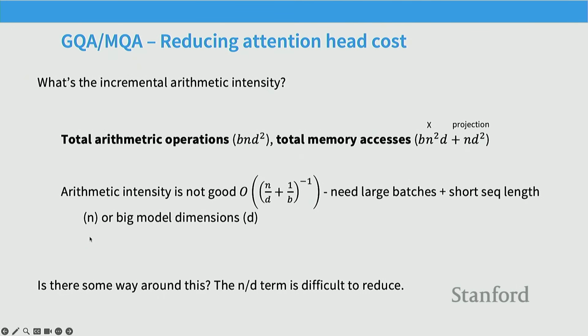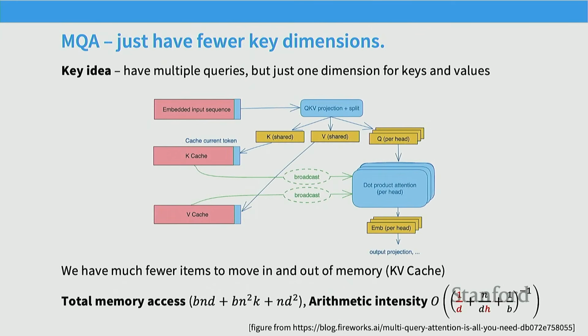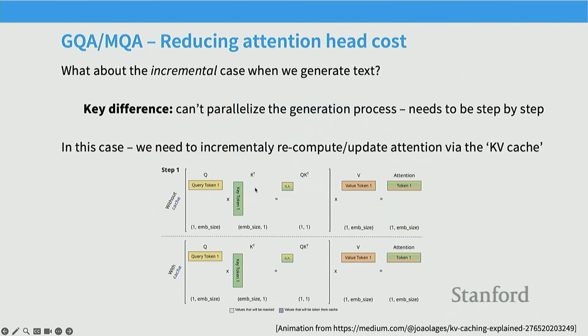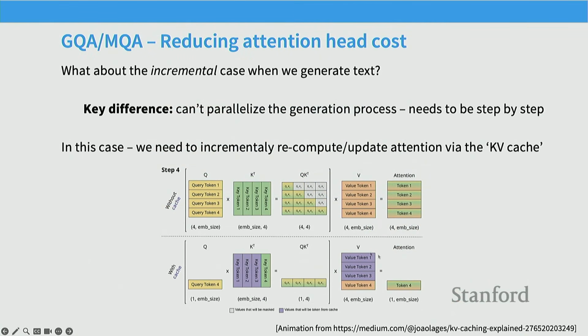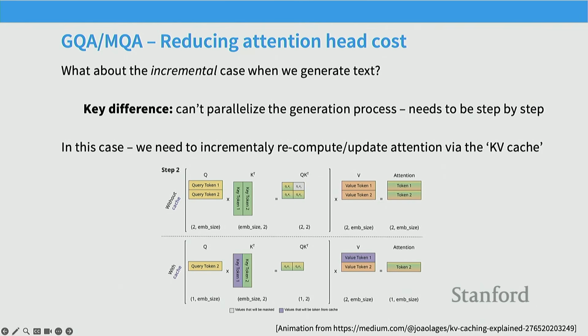You have this very bad memory access pattern where you have this one term, n over d, that's really killing you in terms of the throughput of your system. And so this motivates this thing called MQA. Hopefully you see from this figure that the part that's really bad is the keys and the values. They have this KV cache being built up, and there's memory moving in and out.